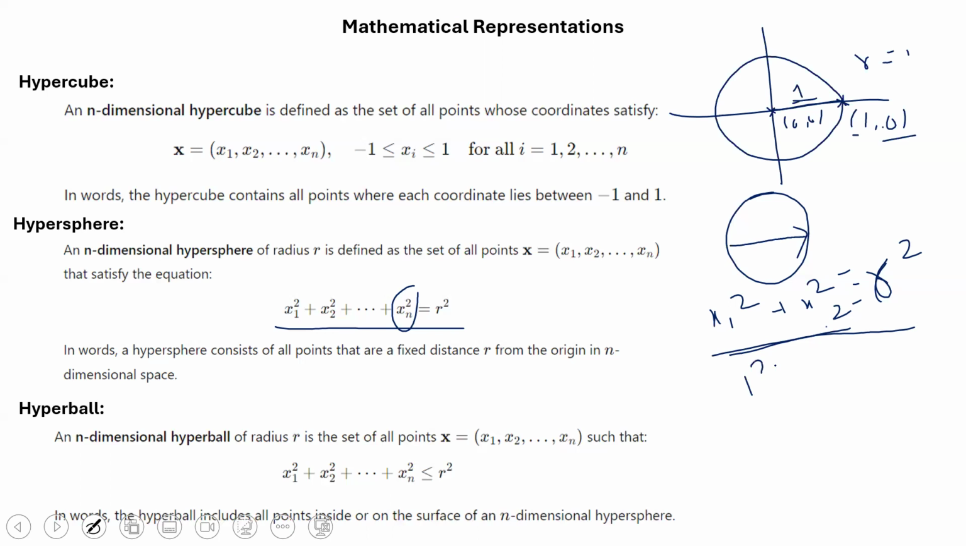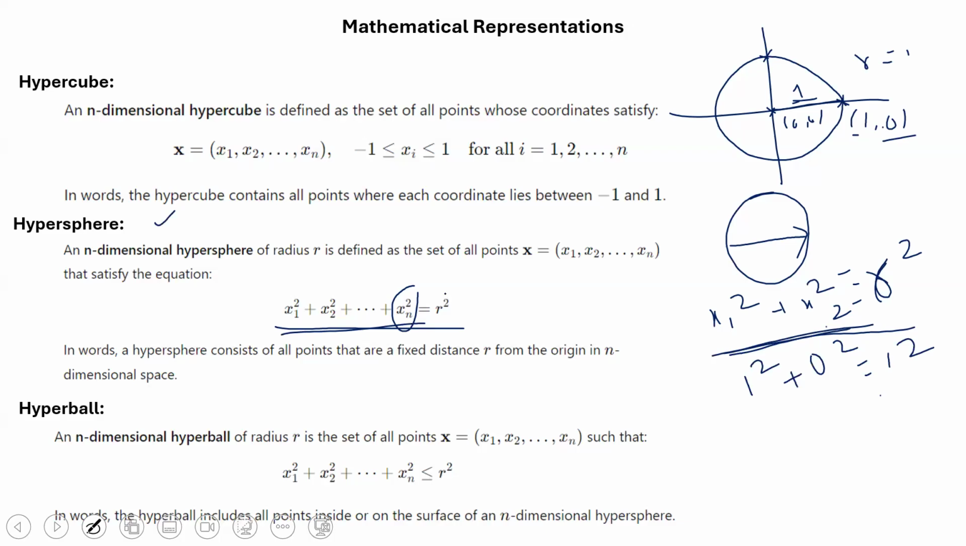x1 square is 1 square plus x2 is 0 square is equal to 1 square. So that becomes 1 is equal to 1. You can take any point, this point becomes 0 comma 1. Apply it in this, and they will be equal. So this is the generalized form of a circle. You are extending that circle to n dimensions. So that becomes a hypersphere. That's the mathematical representation.